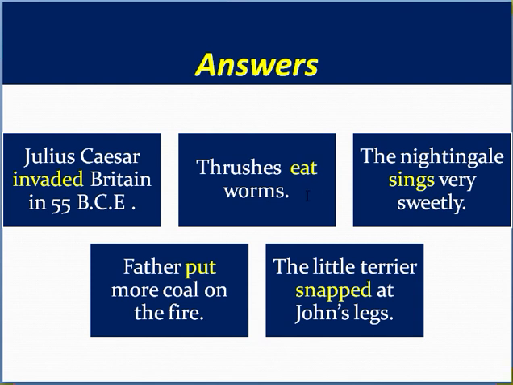Then see the other sentence: thrushes eat worms. Thrushes are a kind of bird. So here a simple or the first form of the verb is used, eat. Then, the nightingale sings very sweetly. It is the singular form of the verb because the noun is singular. Sings is always used with the third person, where we have to add s to the verb. The nightingale sings very sweetly.